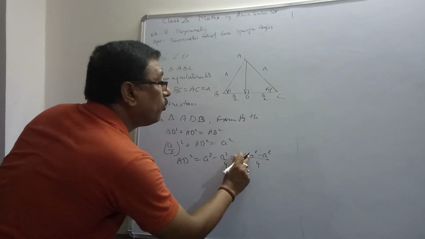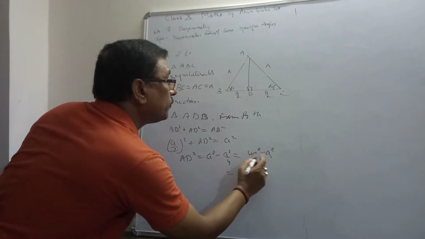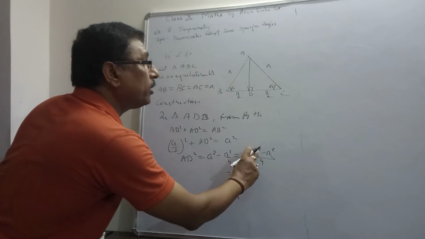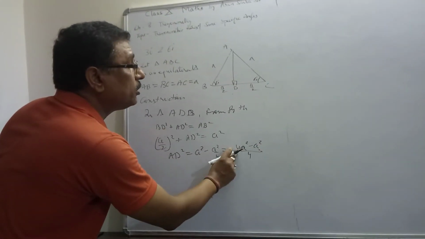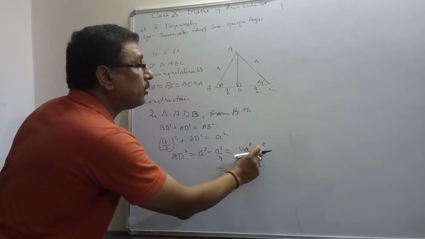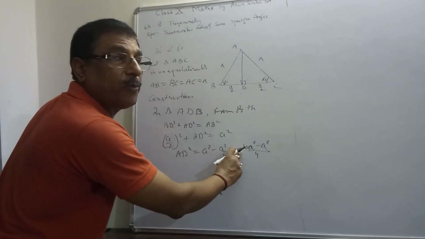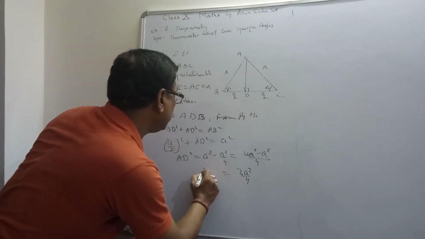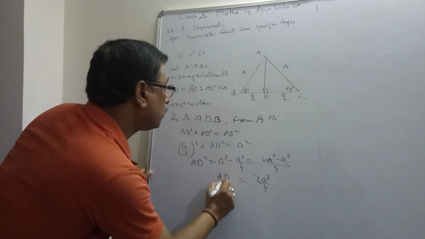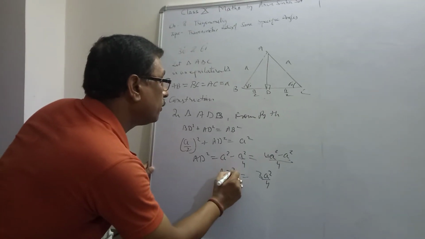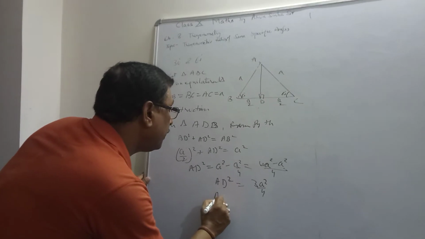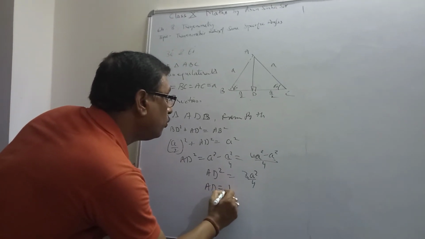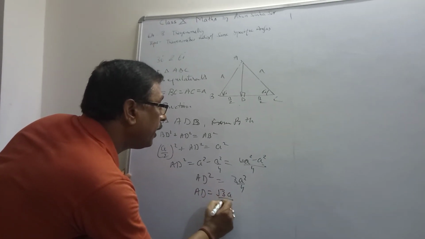So you will get 4A square minus A square. Since these two are like terms, you can take A square common. So you will get 4 minus 1, that is 3. So 3A square upon 4, this is your AD square. So just take the square root, you will get AD as what, children? Root 3A upon 2.